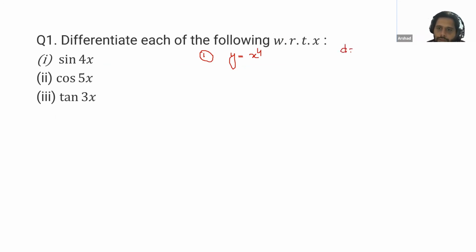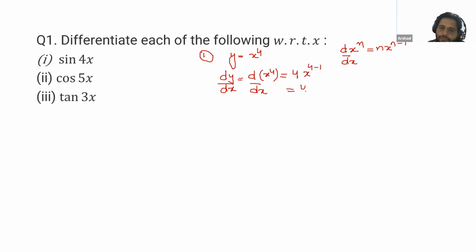So we have this formula, derivative of x to the power n is nx to the power n minus 1. So here dy by dx is equal to derivative of x to the power 4 with respect to x. Check this formula: n here is 4, and x to the power 4 minus 1. So this is 4x cube. This is the answer. I hope this is clear to everyone. There's no need to note down this. I will give you more questions.